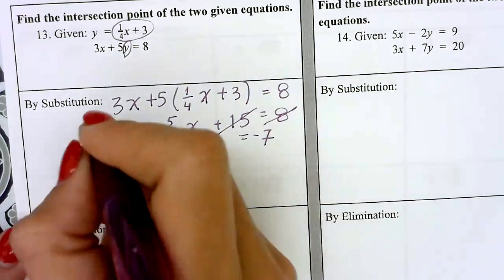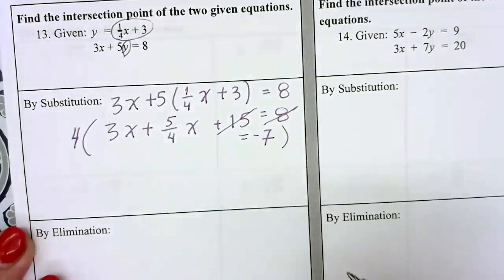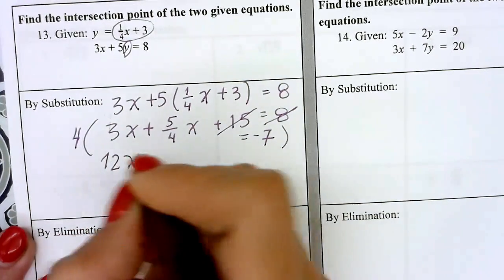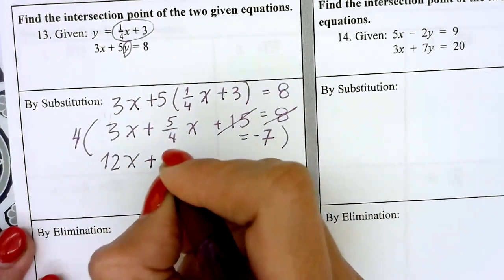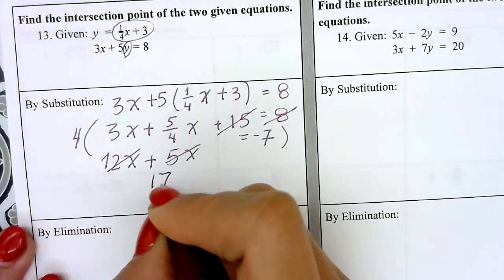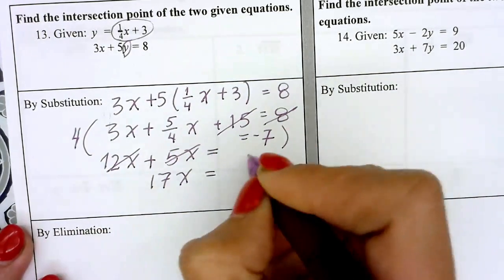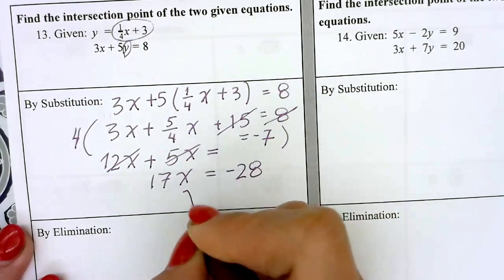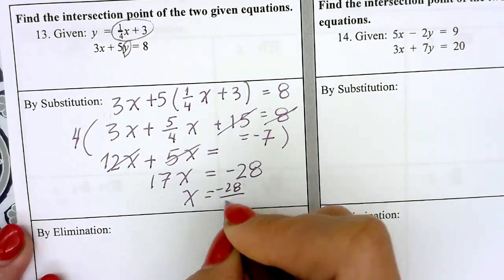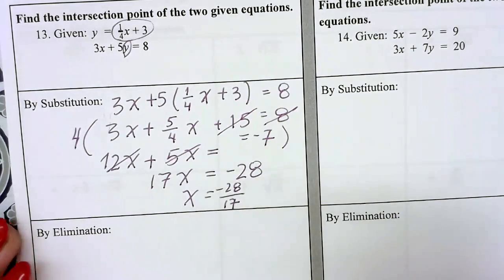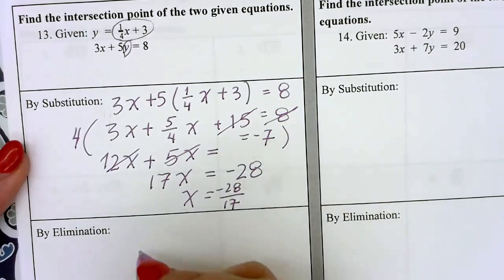Now I'm going to multiply everything I have left by 4. Again, I'm not being the neatest with my work here. 4 reduces with that 4, I get 5x. So that gives me these two to become 17x equals, don't forget, that still has to multiply by 4. So negative 28x equals negative 28 over 17. And then we just fill in to get the y value.